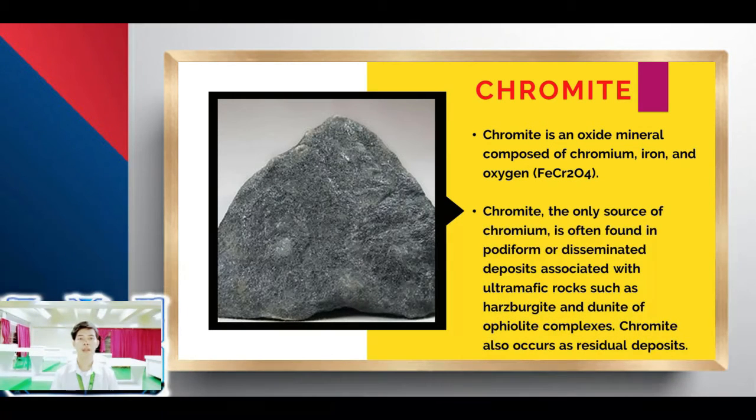So to start, the first metallic deposit is chromite. What is chromite? Chromite is an oxide mineral composed of chromium, iron, and oxygen. Its chemical formula is FeCr2O4. It is dark gray to black in color with metallic to submetallic luster and high specific gravity. It occurs in basic and ultrabasic igneous rocks and in metamorphic and sedimentary rocks that are produced when chromite-bearing rocks are altered by heat or weathering.